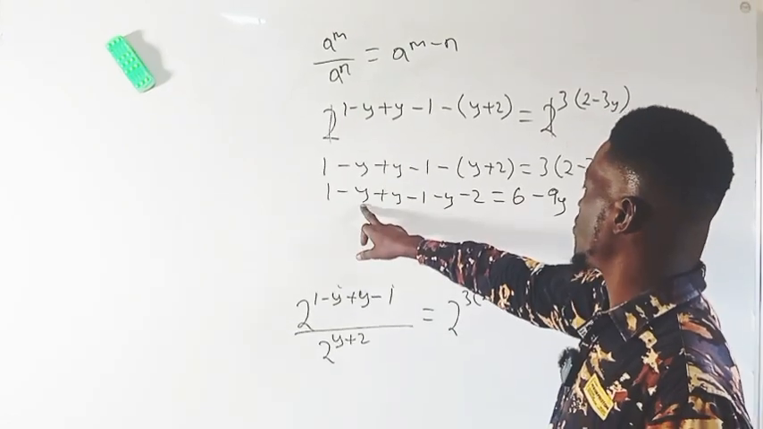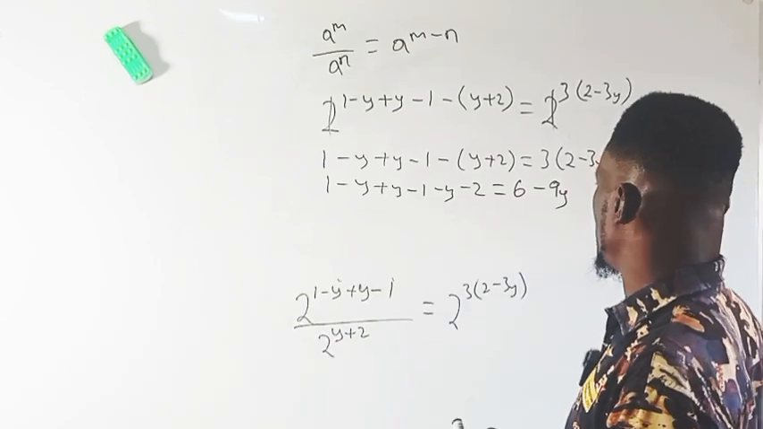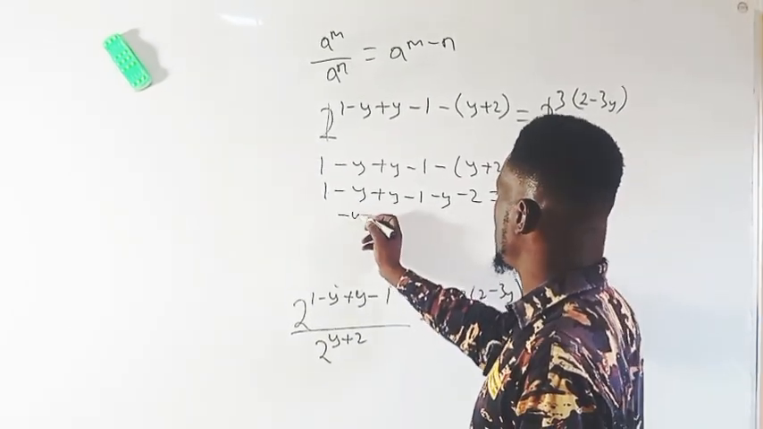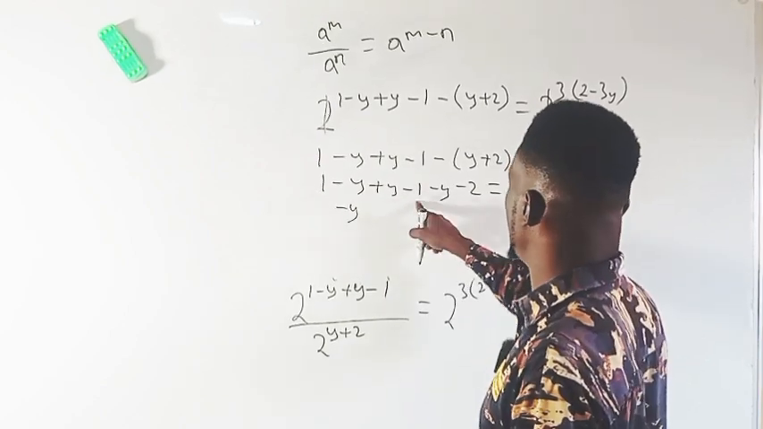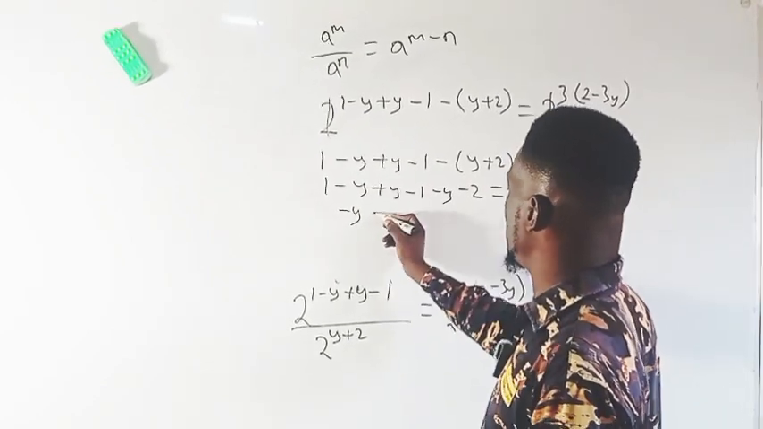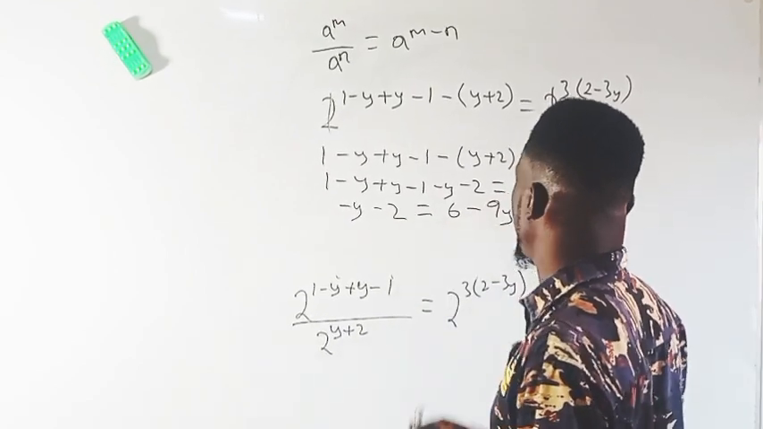All right, it is now advisable to collect like terms on the left hand side. So minus y plus y is 0, so you are left with only minus y. 1 plus minus 1 is 0, so we are only left with minus 2. So we say minus y minus 2 is equal to 6 minus 9y.